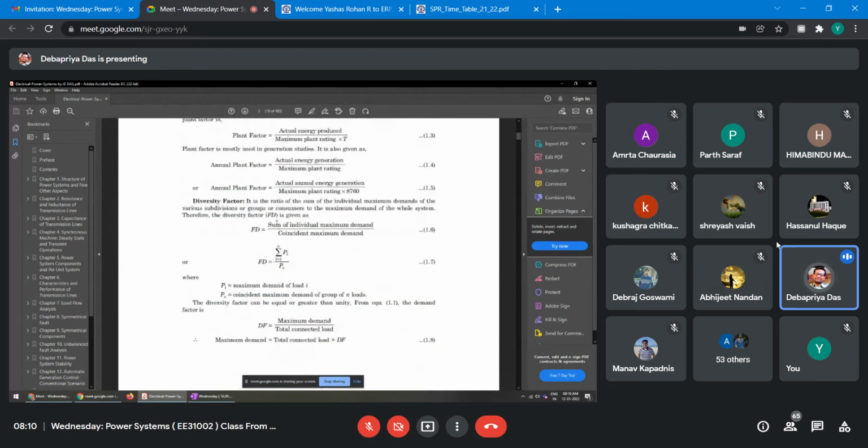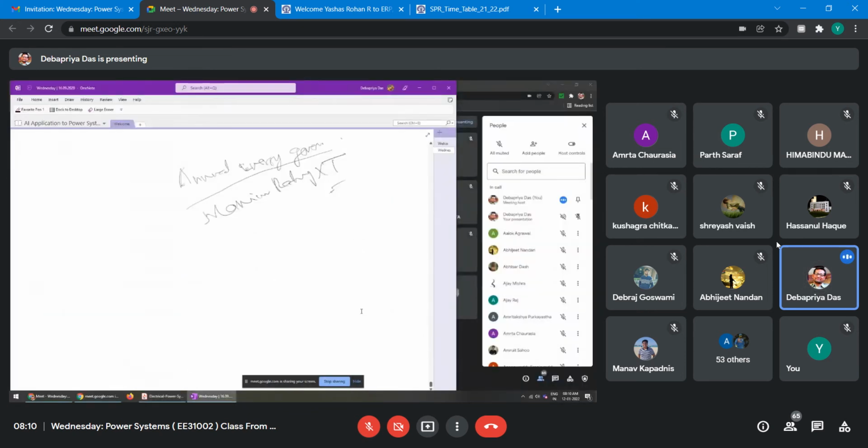Then diversity factor. Diversity factor is the ratio of the sum of individual maximum demands divided by coincident maximum demand. Suppose in a plant you have industrial load, agricultural load, commercial load, residential load. Every load has its individual maximum demand that will not happen together. That's why you sum up individual maximum demands divided by coincident maximum demand. It is something like this.